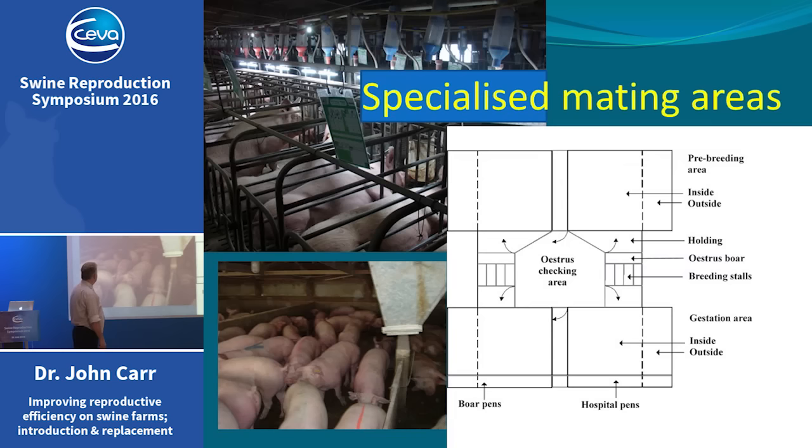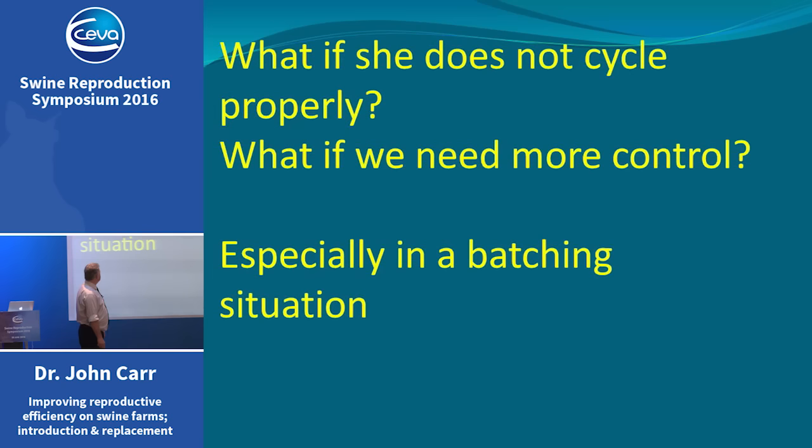I design speciality mating areas for my gilts. I don't put them into the normal breeding pool, but I'm running out of time a little bit. The reason I didn't talk about this was because I knew Nicholas was going to talk about it. What do we do if she doesn't cycle? Well, we have products like FertiPig, we have Altrenogest, and PGF2-alpha. We're beginning to actually have more control over our ability to manage these animals. We've got to watch the gilt offspring.